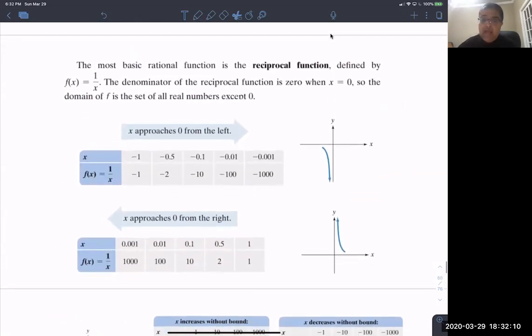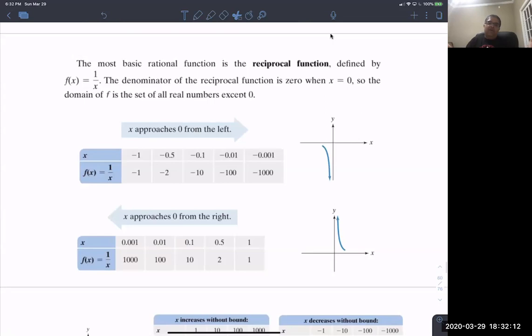asymptote. An asymptote is a line, either vertical or horizontal, that the graph approaches but never exactly touches or crosses, specifically when we talk about vertical asymptotes. So let's take, for example, the reciprocal function f of x equals 1 over x. So this function right here, okay?